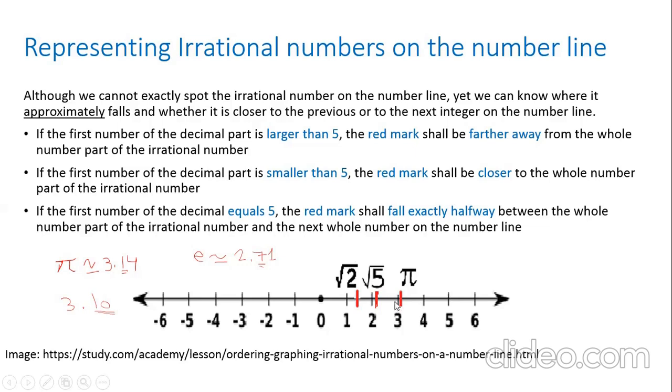Okay, and to specify it better, if we ignored the 1 and viewed it as 2.7 or 70, then if we divided that part between 2 and 3 into 10 parts, and we counted 7 steps from 2, then Euler's number must be located somewhere here. Okay, and so on.